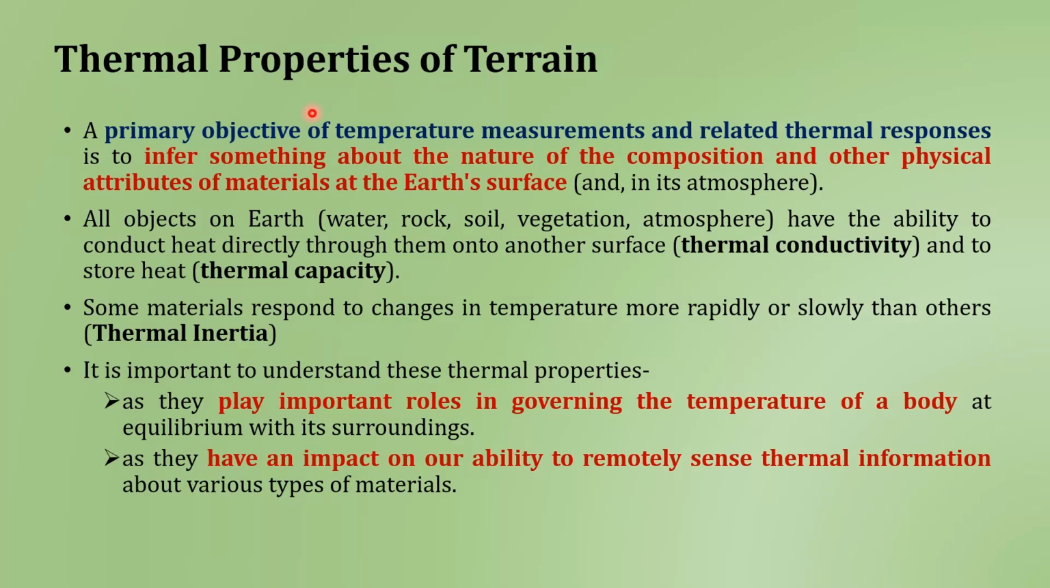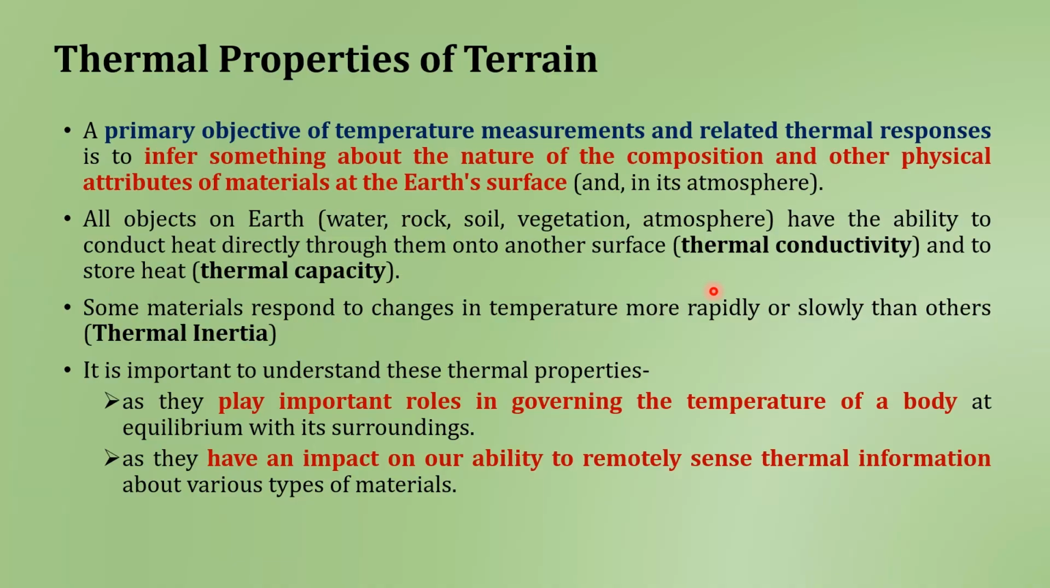When we do thermal infrared remote sensing, the primary objective of the temperature measurements and related thermal responses is to infer something about the nature of the composition and other physical attributes of the materials at the Earth's surface or in its atmosphere. All objects on the earth, whether it is water, rock, soil, vegetation, or the earth's atmosphere, have the ability to conduct heat directly through them onto another surface, or they have the ability to store heat, and some materials respond to changes in temperature more rapidly or slowly in comparison to others.